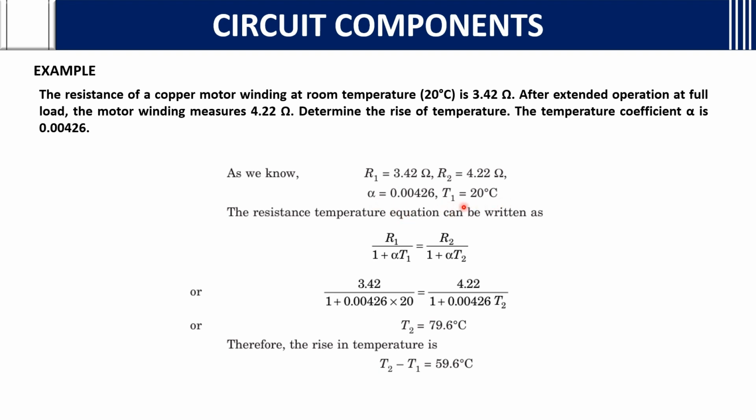They are asking for the temperature rise. T1, the initial one for R1, is 20 degrees. T2 they are asking. The resistance temperature equation is R1 by (1 plus alpha T1) is equal to R2 by (1 plus alpha T2). If you substitute the R1, T1 and alpha values, then you get T2 as 79.6 degrees centigrade. Here you get the T2 value. But how much the temperature has risen, what do we get? T2 minus initial T1 gives the total rise in temperature, 59.6 degrees centigrade.